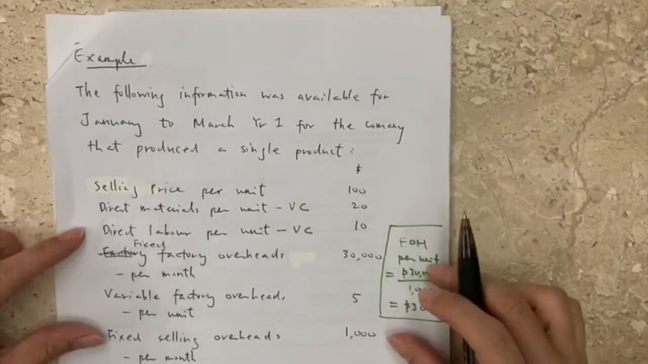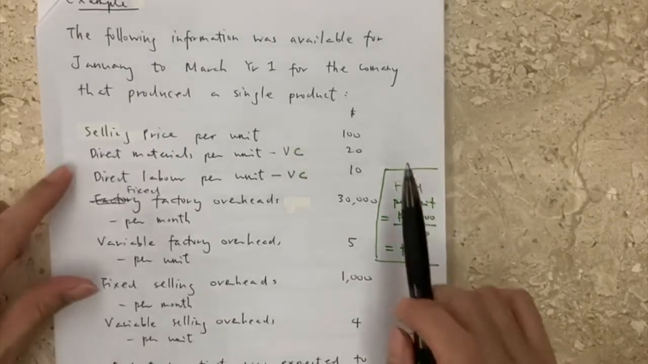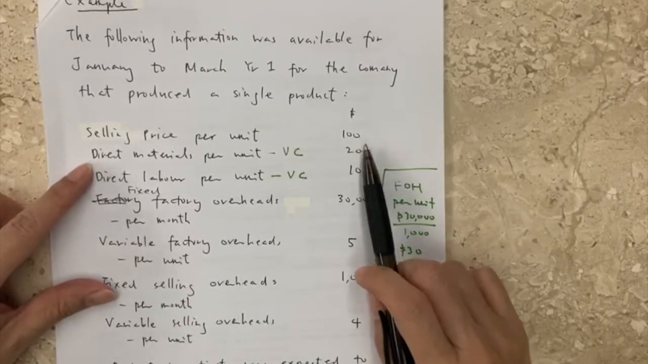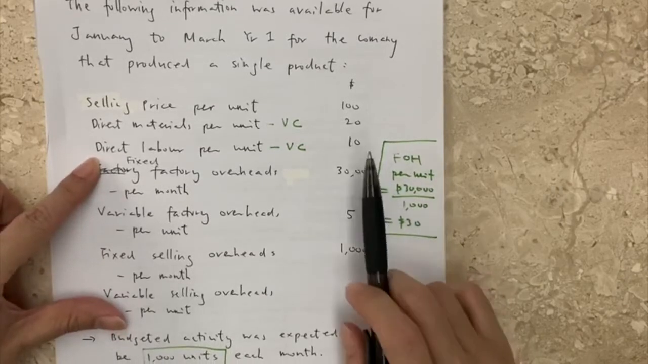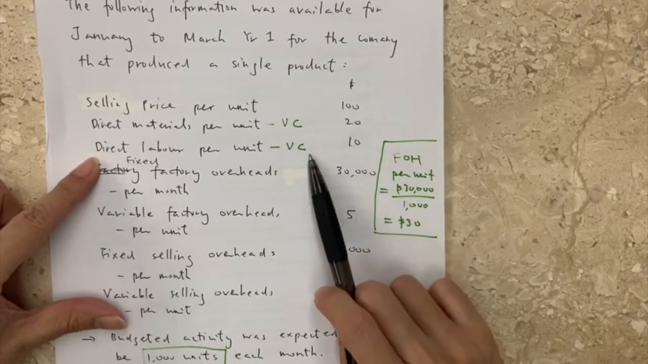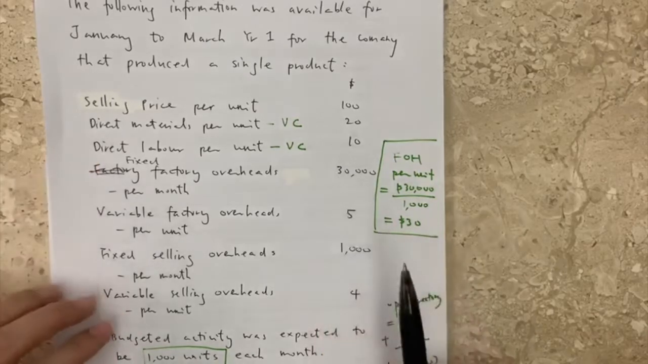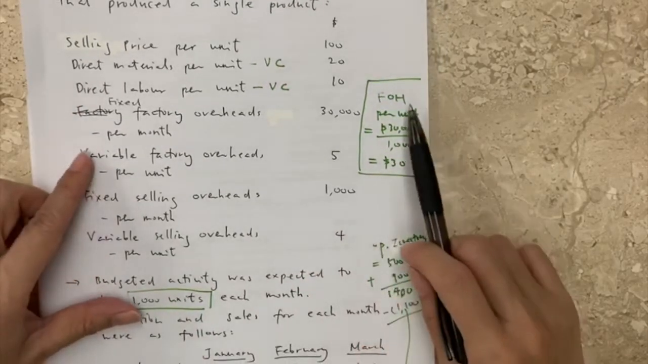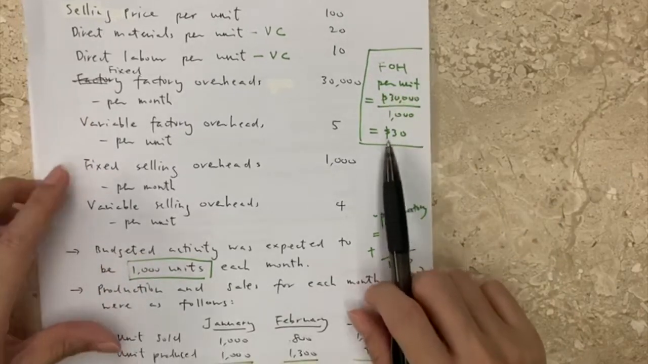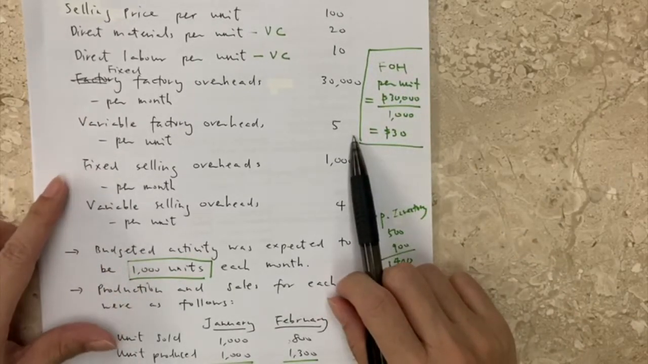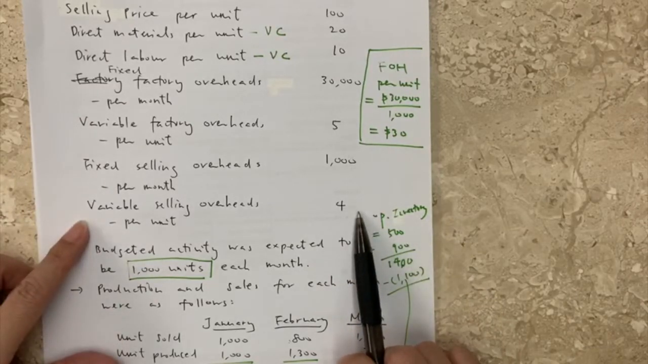Alright, so here we have the same example as in the previous video. We are given the selling price per unit, direct material per unit, direct labor per unit, and very important, we need to identify the cost behavior for each item. Then we have the factory overhead per unit, which is $30, variable factory overheads $5 per unit, and fixed selling and variable selling overheads.